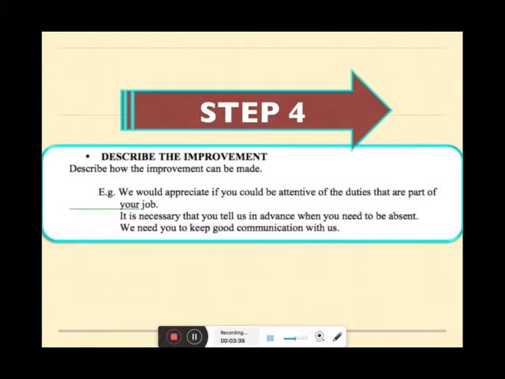We would appreciate if you could be attentive of the duties that are part of your job. It is necessary that you tell us in advance when you need to be absent. We need you to keep good communication with us.